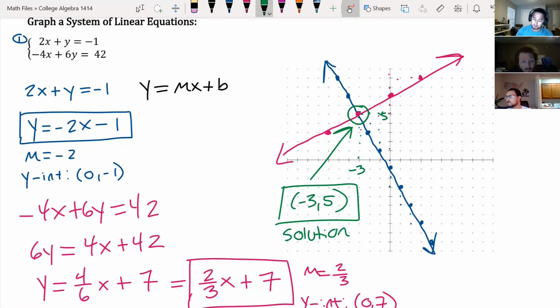If we were to plug this equation into both equations in our system, then it would hold true. So let's just go ahead and double check that really fast. We'll say check.